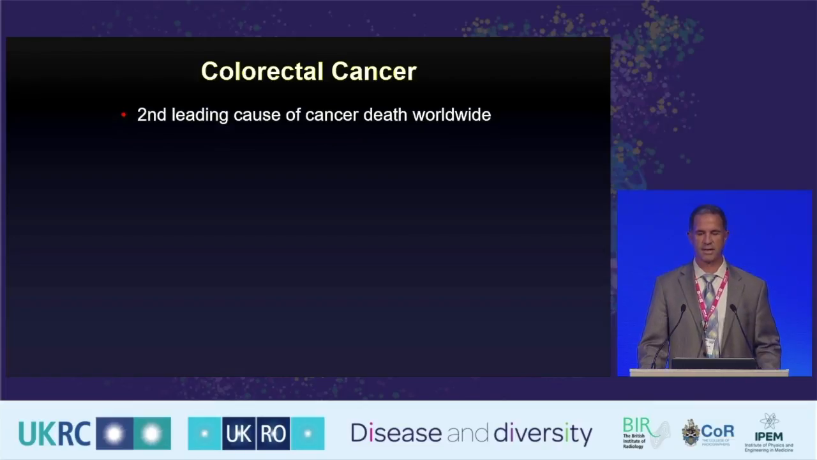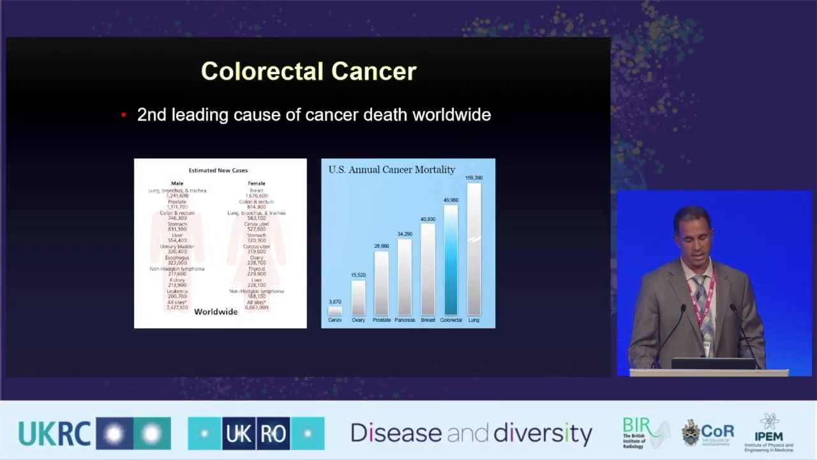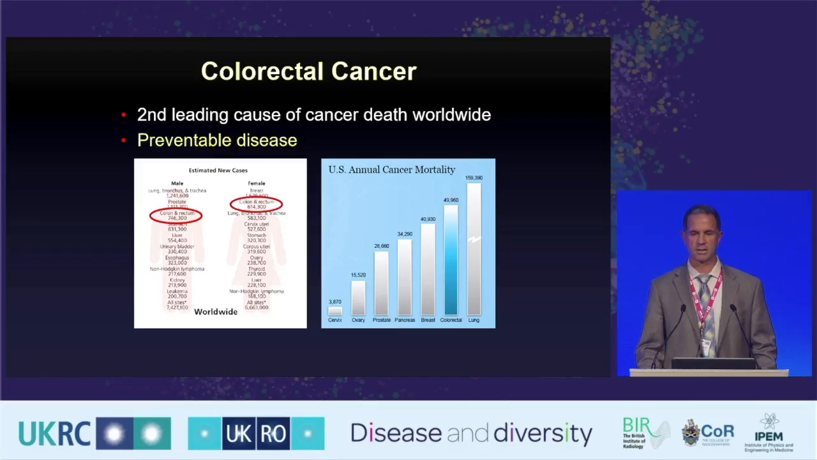So just a few basics. In the developed world, colorectal cancer is the second leading cause of death from cancers worldwide, and that's partly because, or mainly because, it affects both men and women. So it adds up between the two to be the second leading cause of cancer death. And the real shame of that is this is a preventable disease. If you look at the major cancers on the right-hand side, lung cancer, prostate, pancreas, all the others, there's really no precursor lesion with which we can prevent cancer.